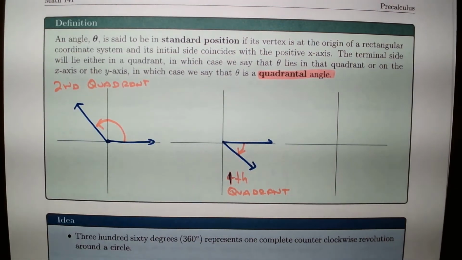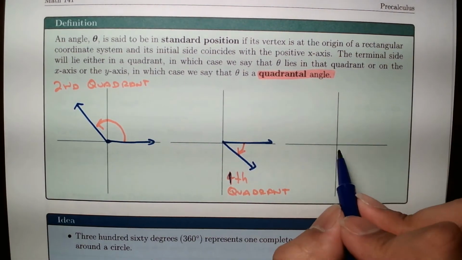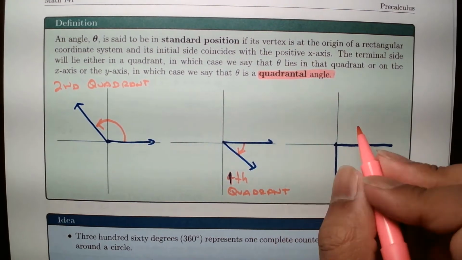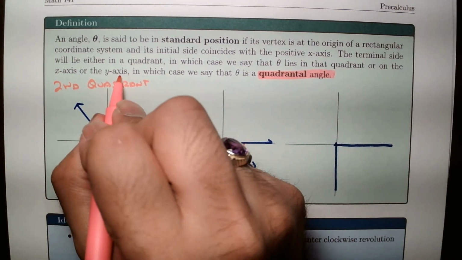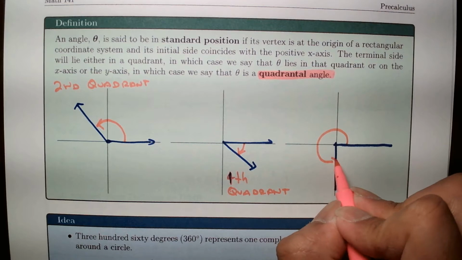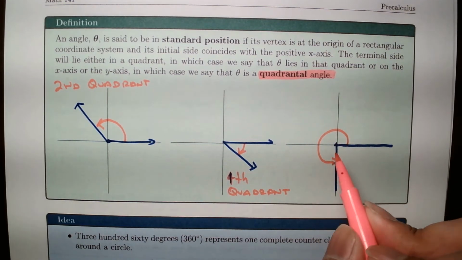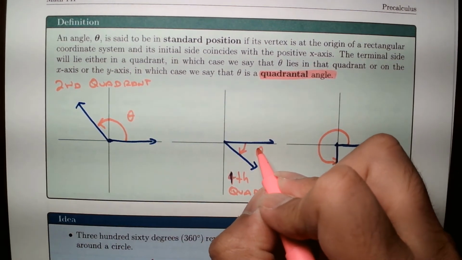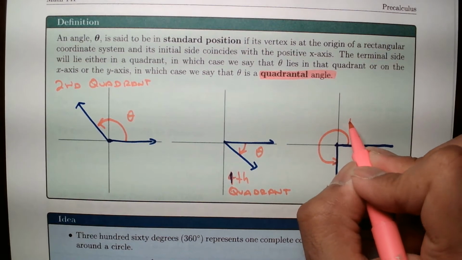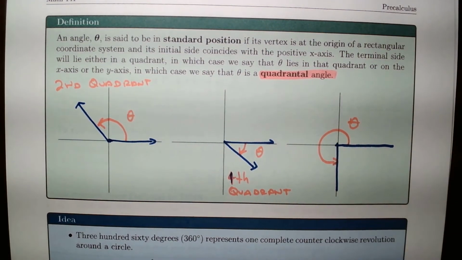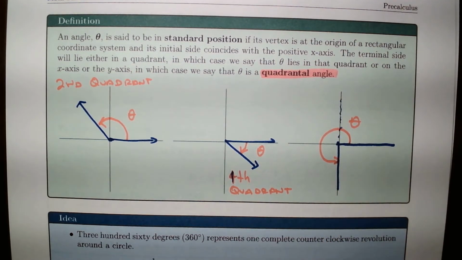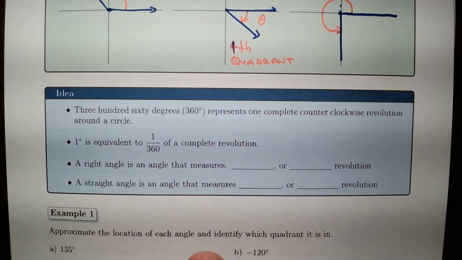And last but not least, there's another example of a quadrantal angle. In this case, an angle that lies exactly on one of the axes, either the x-axis or the y-axis. For example, this one, which is 270 degrees. This is one of those quadrantal angles. Another example of a quadrantal angle, if this is the 90-degree angle, let me just draw it real quick. In the dashed line, it will be all the way here. That's another quadrantal angle. Okay, so how do we measure angles? What's the idea?